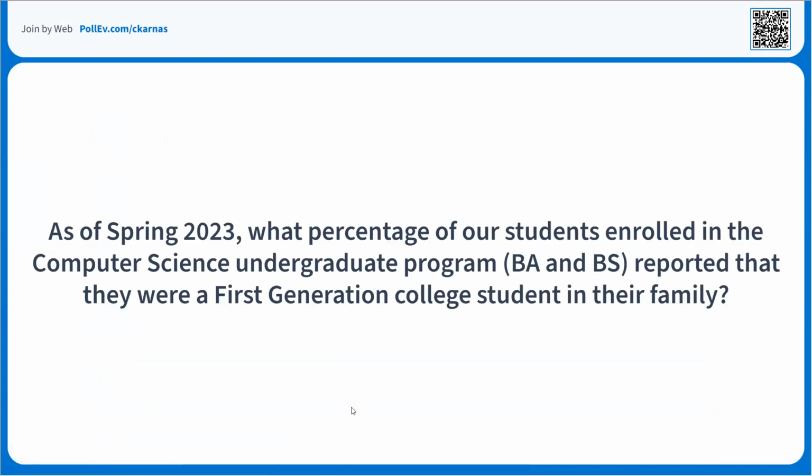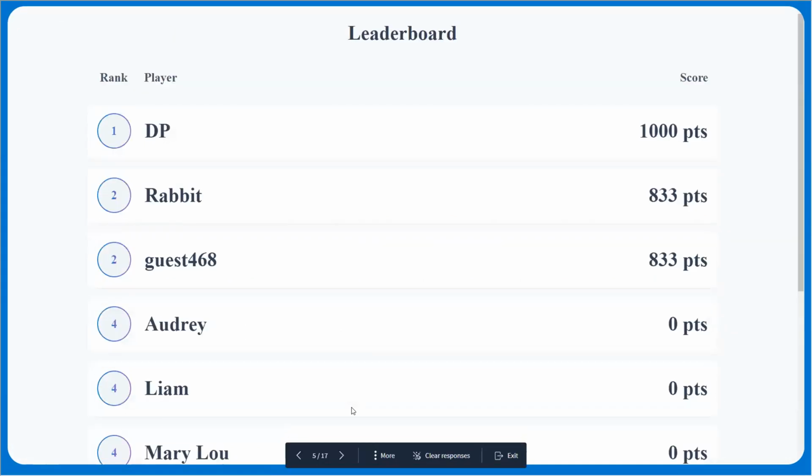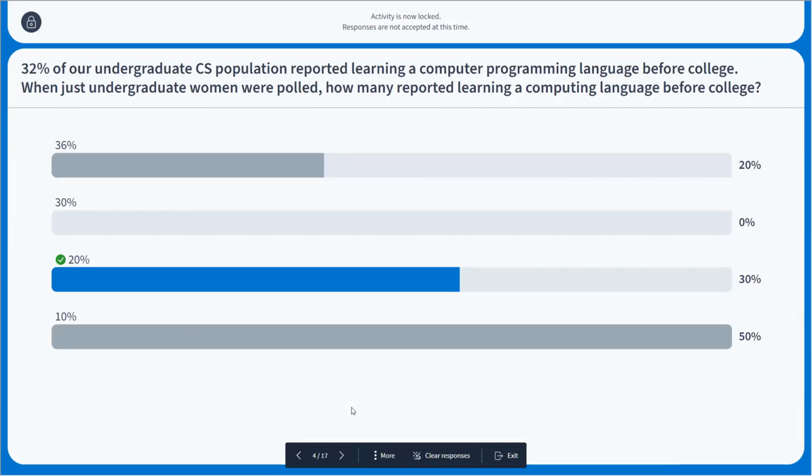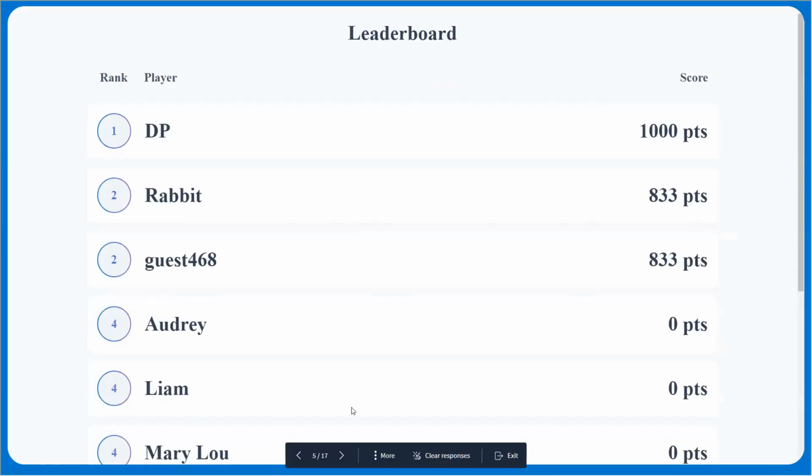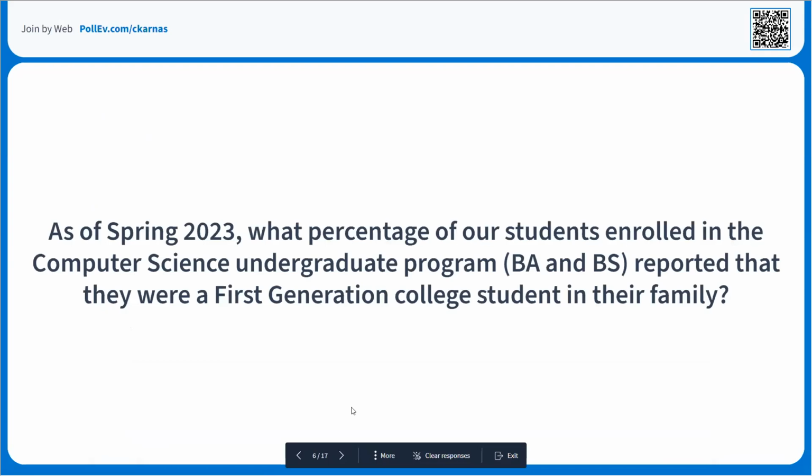Oh, can you not see my screen? Oh, I was looking at the chat screen. I mean, the Poll Everywhere screen. Yeah, we have to flip back. Then I will let you know. Okay. 50% thought it was 10%, and the second winning guess was 20%. 30% said 20%. So I will give the answers then. Thank you, Mary Lou. All right, our next question.